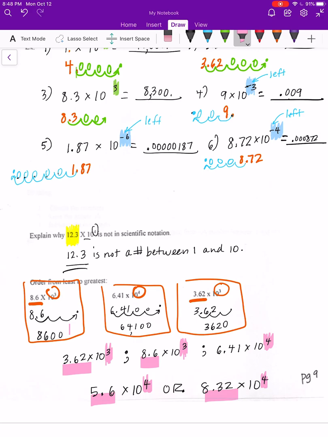So if I had to circle the biggest one, you would put a circle around 8.32 times 10 to the 4th because it's bigger. So use your knowledge of exponents to help you determine which is bigger and which is smaller, or order them from least to greatest.